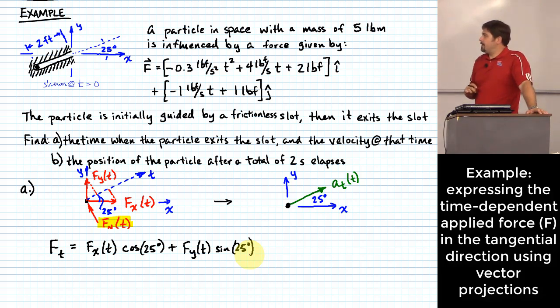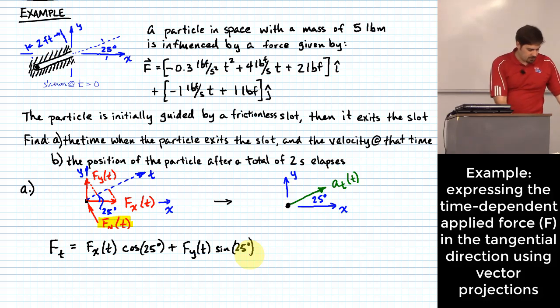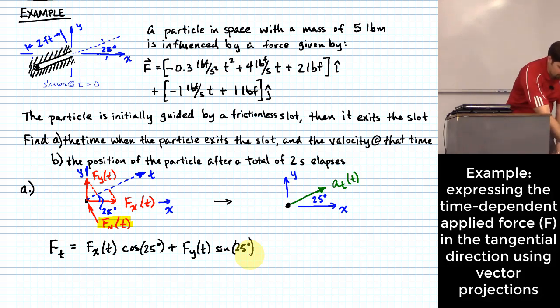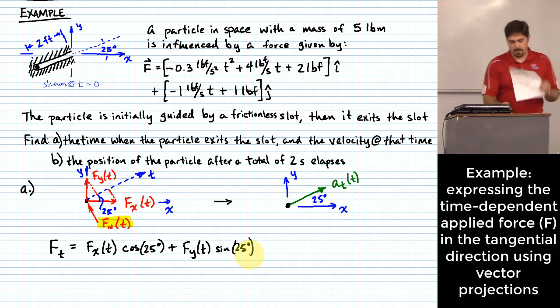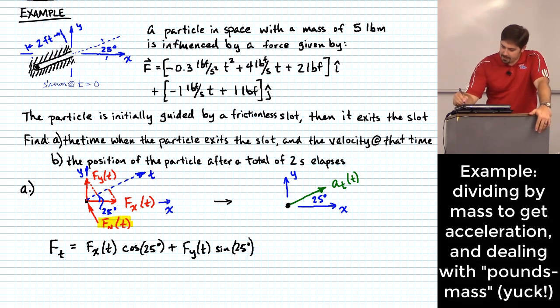All right. So what we want to do next with that is establish that there is an acceleration that happens due to these forces that are being applied. To do that, basically I go through and divide by my mass. How much mass do I have? Well, I have 5 pounds mass.